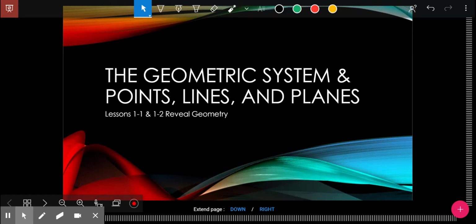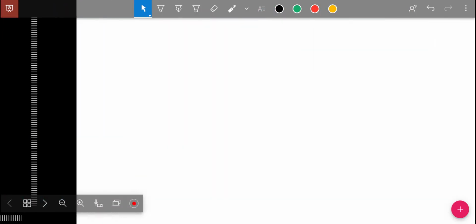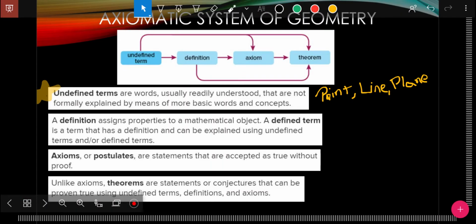All right, today's notes are the first two sections in our geometry book, lessons 1-1 and 1-2. Now, we're really not going to spend much time with 1-1. We're really going to focus on 1-2, but we are going to introduce things using 1-1. And so section 1-1 is this axiomatic system of geometry, and it really gets into defining the basics of how we're going to define vocabulary through the year.